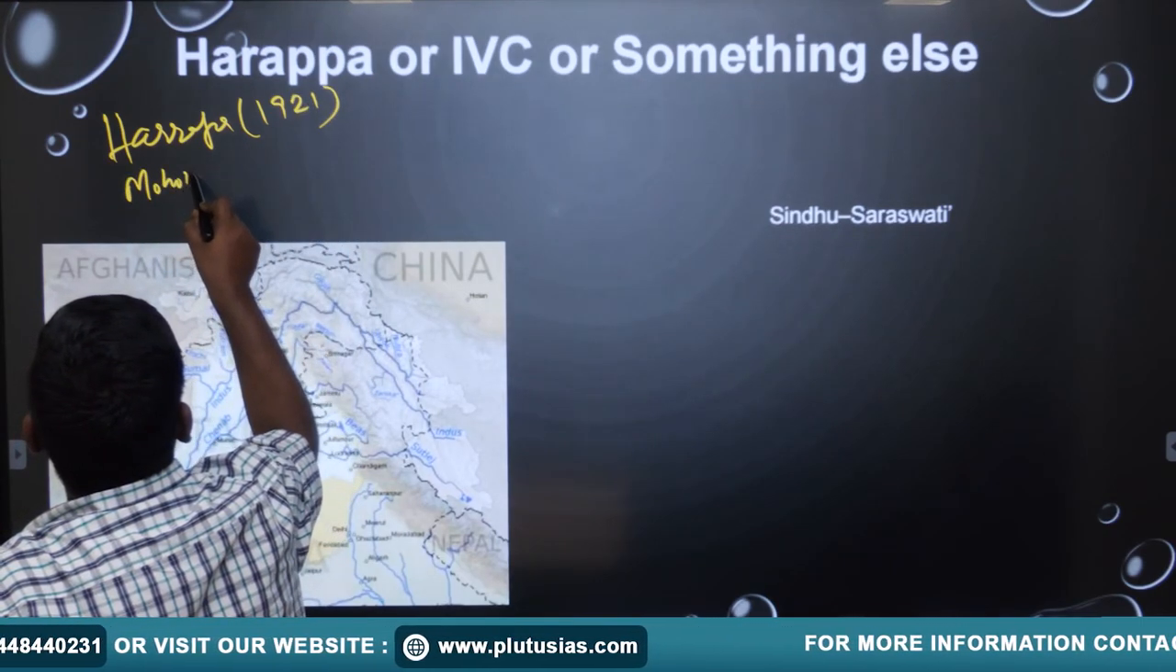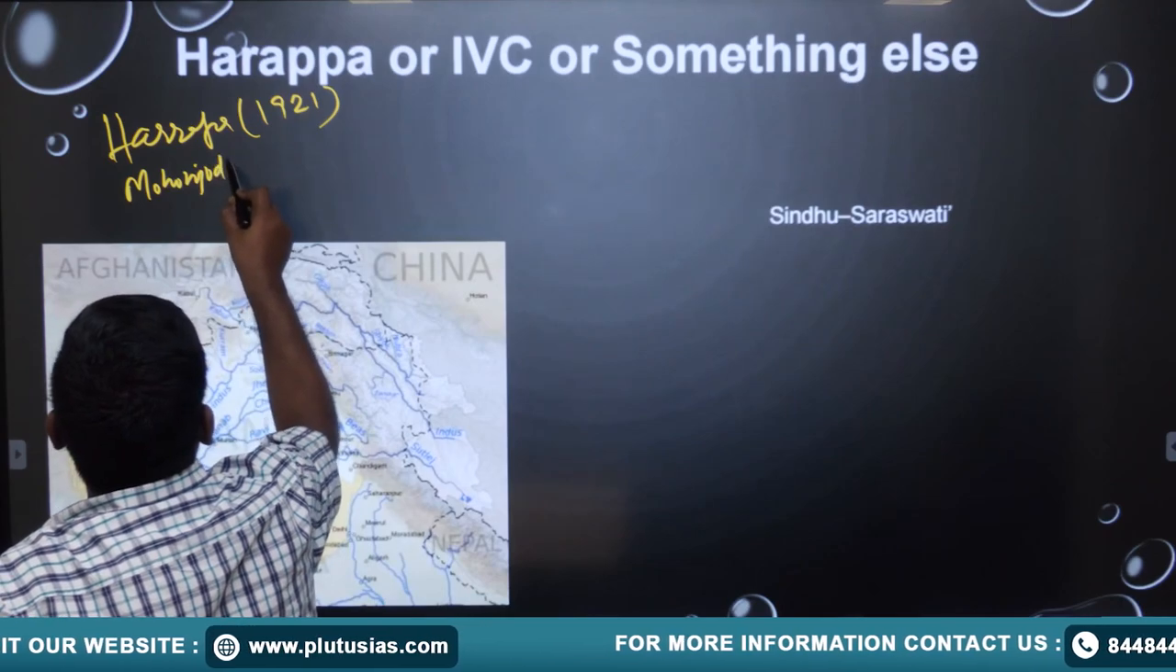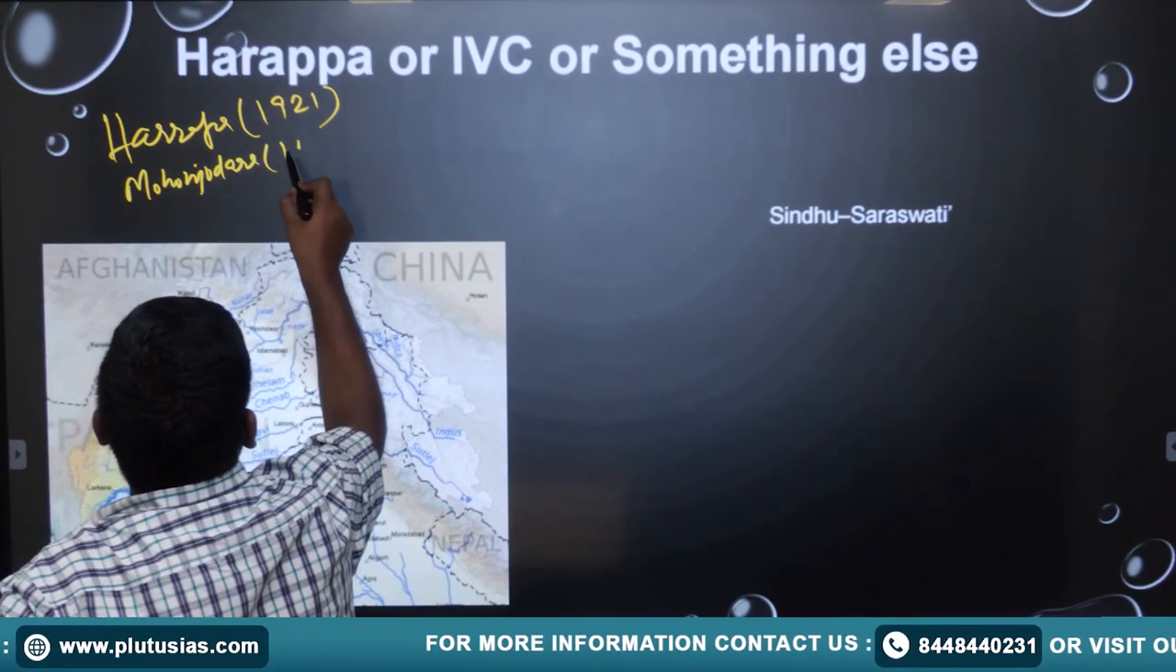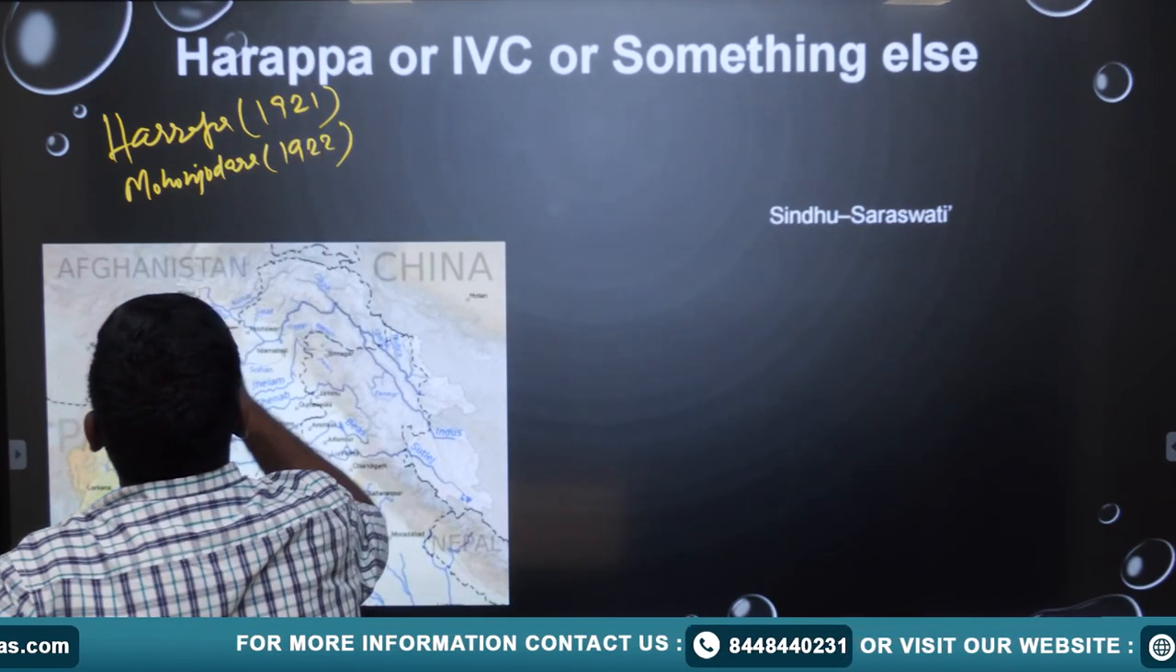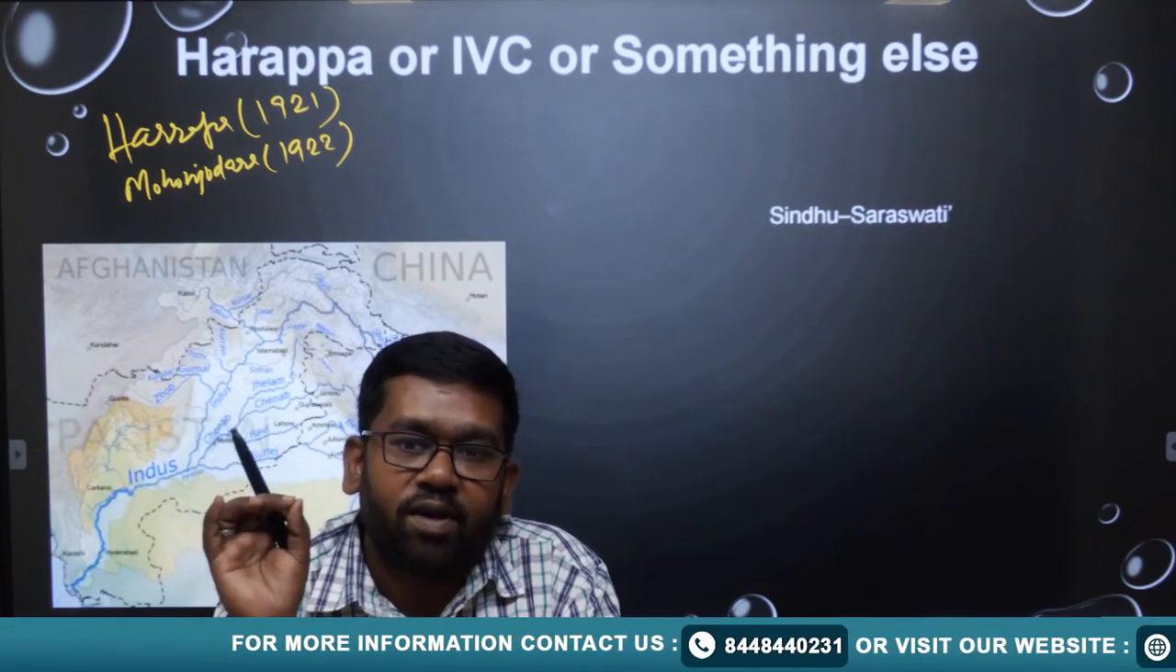Mohenjo-daro was the second city, which was discovered in 1922. And after that, a series of Harappan sites have been discovered. So the first important debate happened about what should be the name of the civilization. Initially, the people said that the name can be Harappa, because Harappa was the first city which was discovered. So that is why people call it the Harappan civilization.